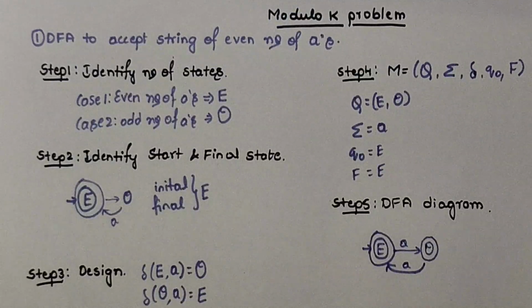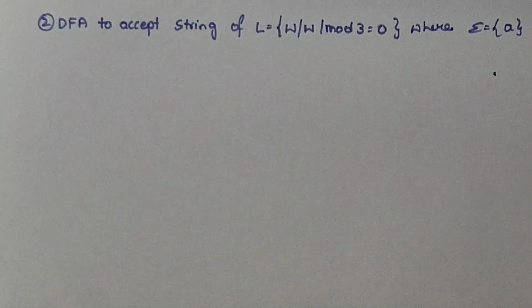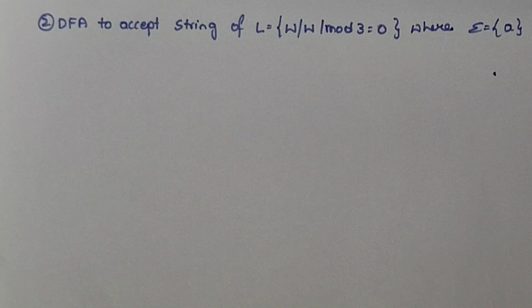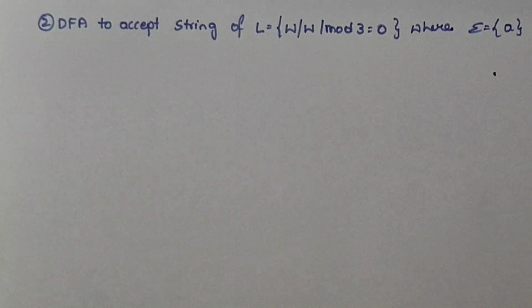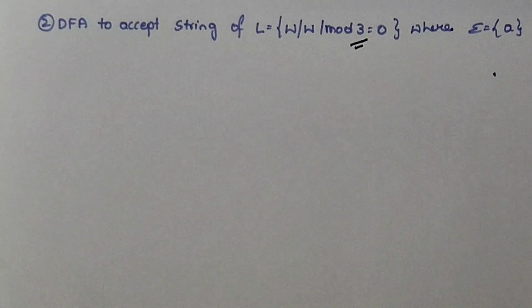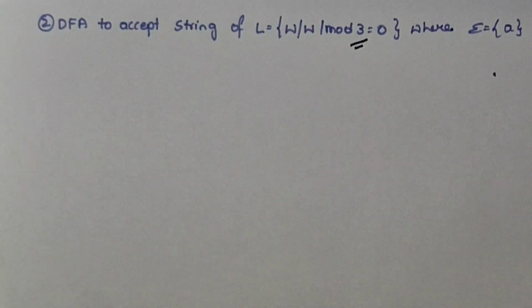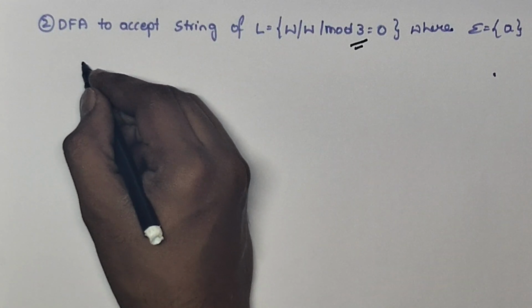So now let's solve another question, so you will understand much more easily and perfectly. This is the second question. It says: draw the DFA to accept the strings of L, that is the language, where w mod 3 equals 0. That is, if you divide by 3, the remainder must be 0. Then only the string will be accepted, where the input alphabet, summation, is only A. Now let's solve using those 5 steps itself.